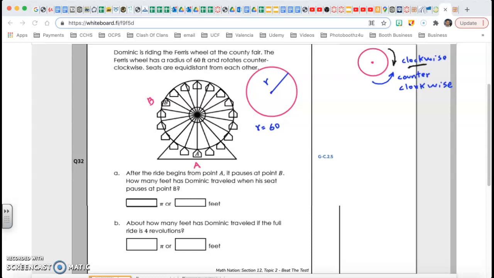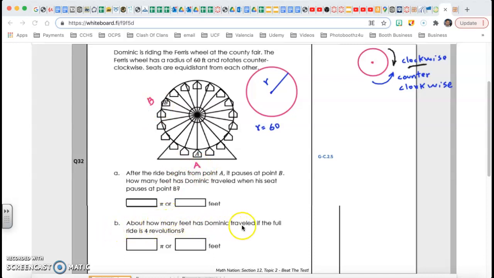Let's do number 32. Let's read. Dominic is riding the Ferris wheel at the county fair. The Ferris wheel has a radius of 60 feet and rotates counterclockwise. Seats are equidistant from each other. Okay, good information. After the ride begins from point A, starting here, it pauses at point B. How many feet has Dominic traveled when his seat pauses at point B? So the question is, how many feet has he traveled? Okay, all right, that's question A.